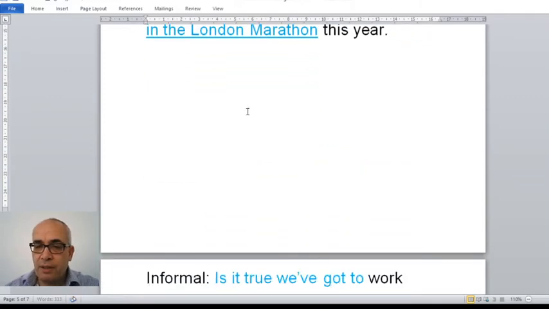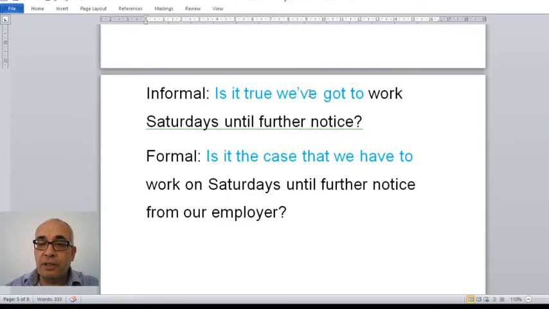Another one: "Is it true we've got to work Saturdays until further notice?" So I change "is it true" into "is it the case that," and I change "we've" into "we have," because "we've" is informal, "we have" is formal. And I add "from our employer," because if you say notice, from who? I make it very clear: the notice from our employer. So I repeat, whenever you speak or write formal English, try to use clear sentences, complete sentences, grammatical sentences.